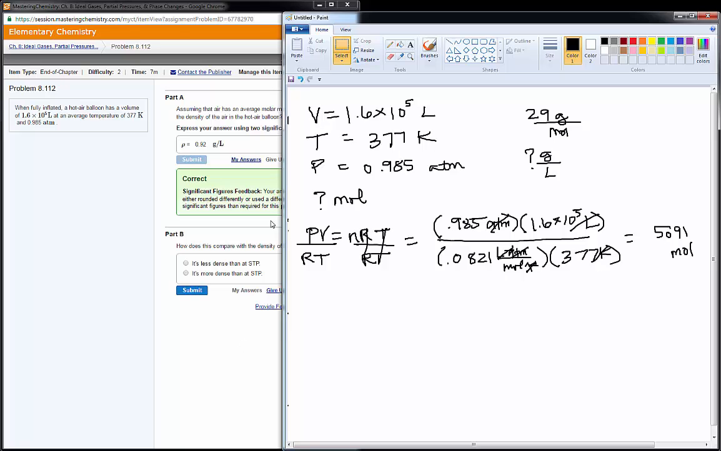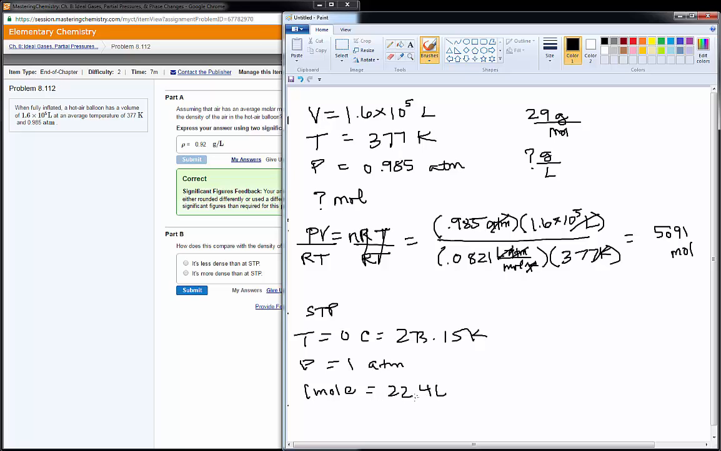We can actually calculate that because we know that STP has a temperature of 0 Celsius, which is 273.15 Kelvin, and has a pressure of 1 atmosphere. And we know that for every 1 mole at STP, we have 22.4 liters. That's Avogadro's law. 1 mole occupies 22.4 liters at STP. And you could actually calculate that using the ideal gas law. Just solve for liters if you plug in 1 mole. But this is what we know about air.